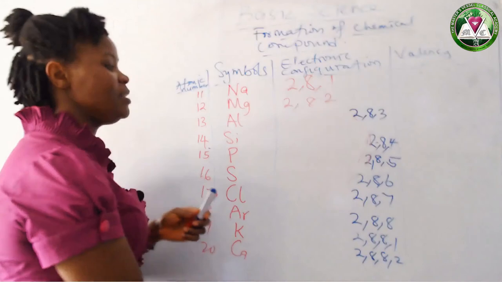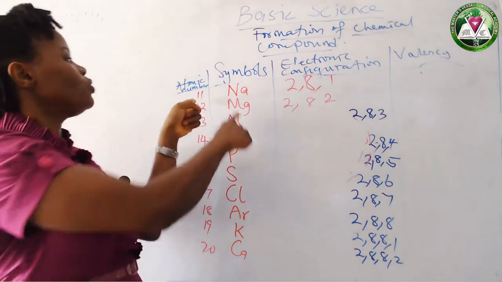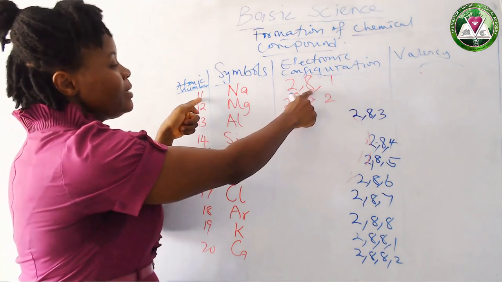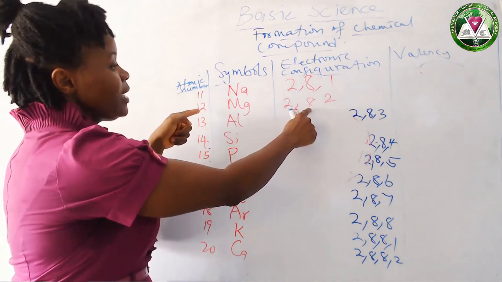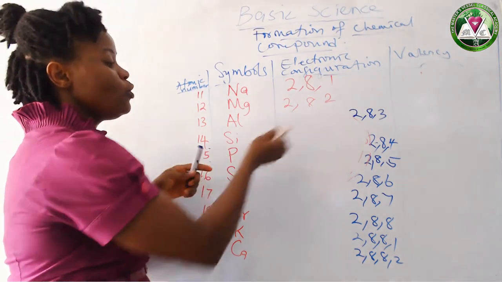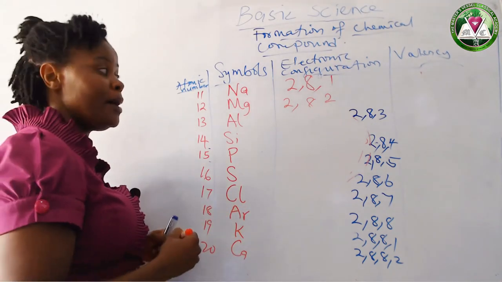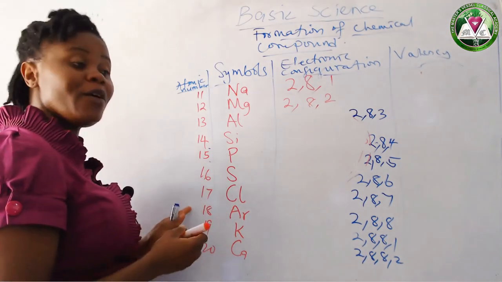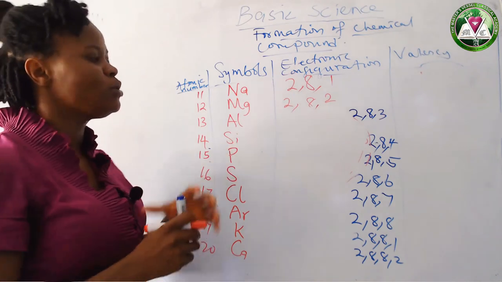Now, whenever you are writing this electronic configuration, the number you have must be equal to the atomic number. 2 plus 8, 10. 10 plus 1, 11. 2 plus 8, 10. 10 plus 2, 12. So if you add all of them, you notice that it's equal to what? The atomic number. So you don't just have any other thing that is different from the atomic number. Okay, so we can now go straight to the valence.